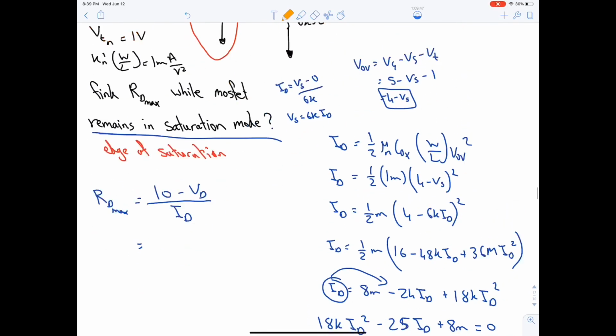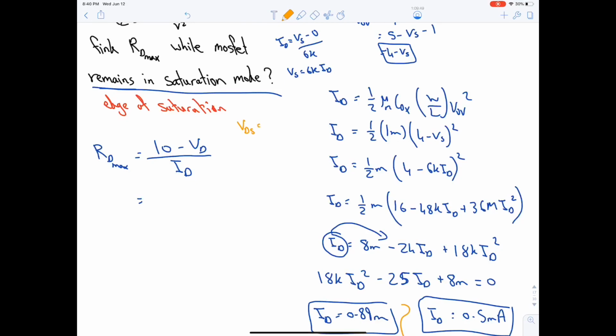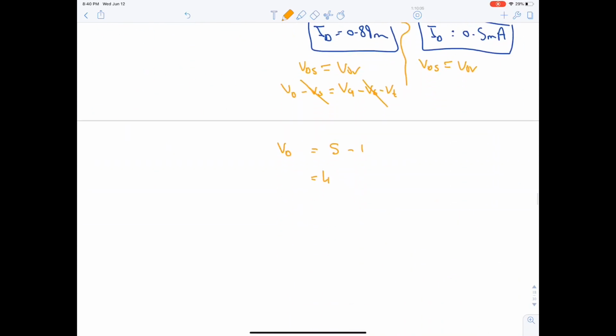Because of edge of saturation, we can say VDS equal to VOV, VD minus VS equal to VG minus VS minus VT, correct? S and S, they cancel each other out, so it will be 5 minus 1, 4 volt. So here it's 10 minus 4 divided by ID. We need to compute only ID. Let's go back here. So VD is 4 equal to 5 minus 1, so 4 equal to 4. We haven't reached any point. Same thing will go here.